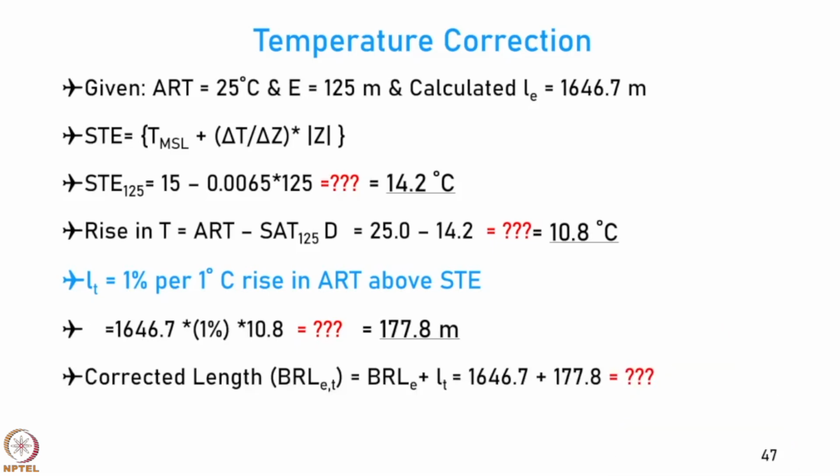Hence, the corrected length will be the length 1646.7 plus this additional value 177.8. How much is that? Please calculate. That value is 1824.5 meters. So, now this becomes our baseline for the next correction, 1824.5 meters.